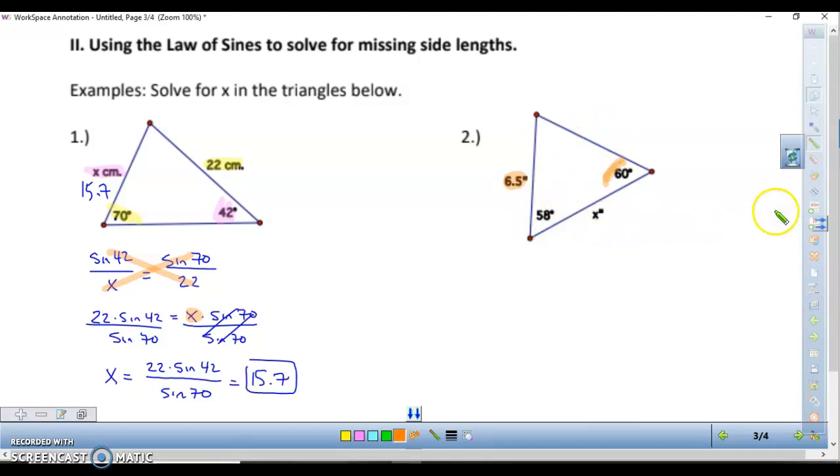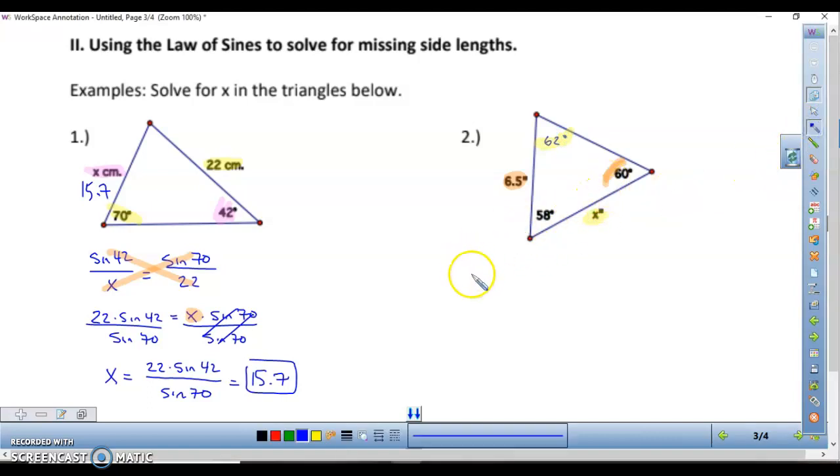I want x. So one thing you got to remember is what we've already learned, and that is the triangle sum theorem. The angles in a triangle add to 180 degrees. Well, if I subtract these angles from 180, I end up with 62 degrees for that angle. So I can still do the law of sines. I just had to do a little bit of extra work in the beginning. So I've got my angle of 62 degrees and the side across from it.